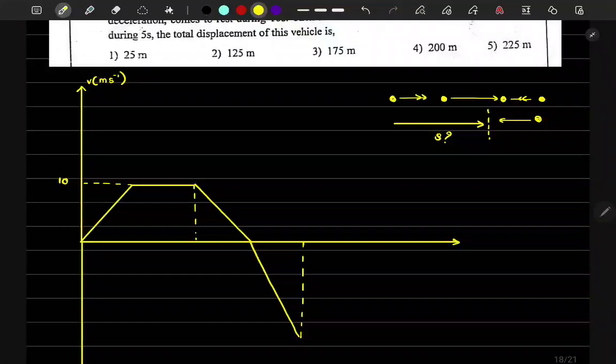That is given by the area under the curves, where the area under the curves above the time axis is positive. This would be positive. This would be positive. And this would be negative. Any area under the time axis is negative.